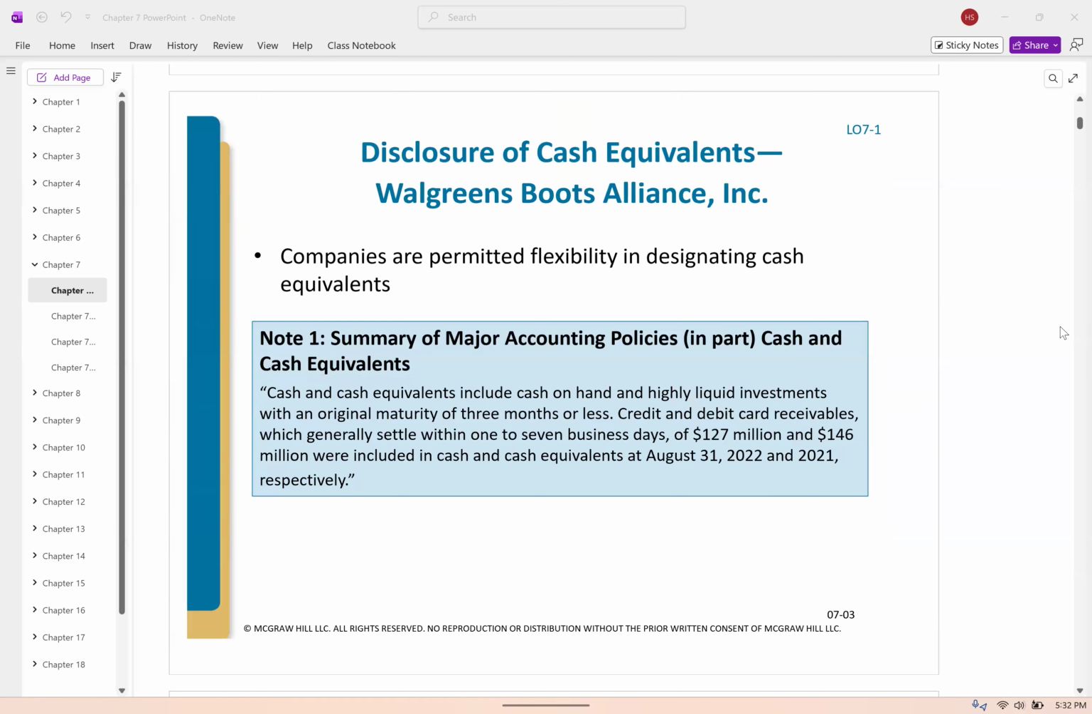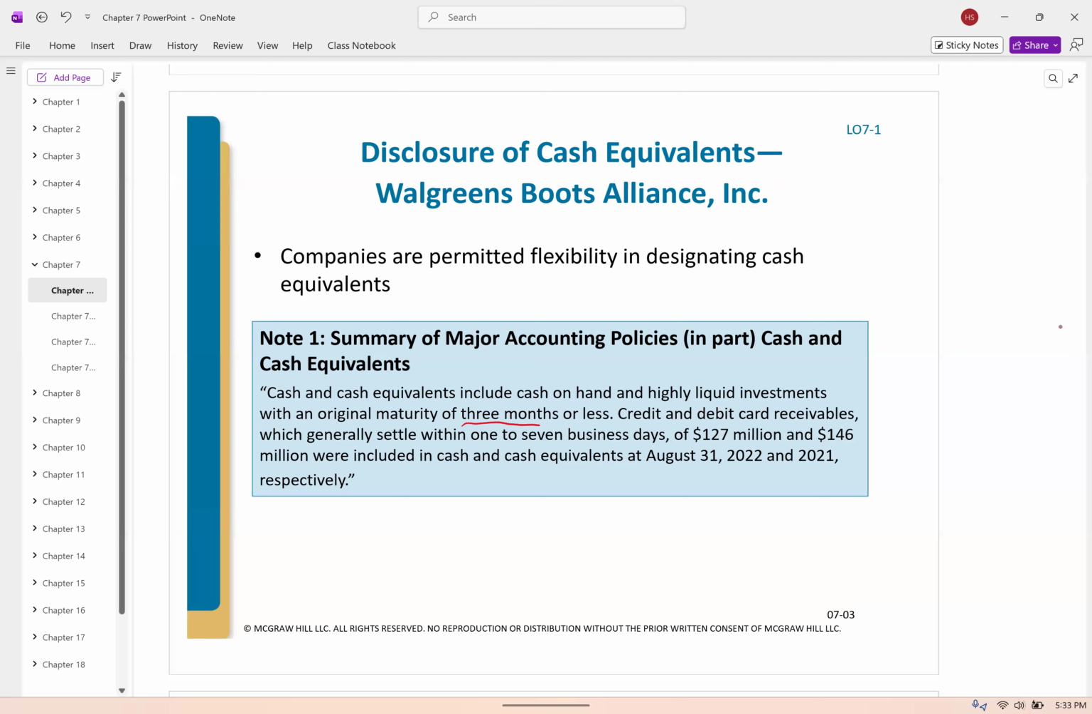Okay. There has to be a disclosure on cash and where it's all at. So here is an example, note one, summary of major accounting policies, in part cash and cash equivalents. They go on to tell us cash and cash equivalents include cash on hand, highly liquid investments within 90 days, and or 3 months. I just said 90 days, same thing, 3 months. Credit and debit card receivables, which will generally be settled within 1 to 7 business days. And then they just tell us the amounts and where it's at.